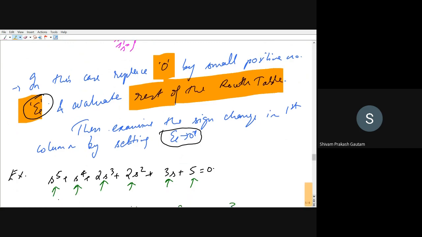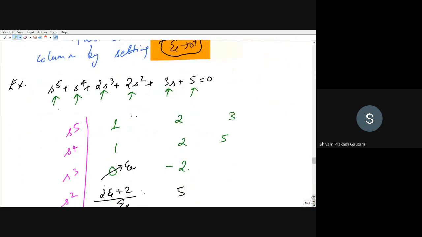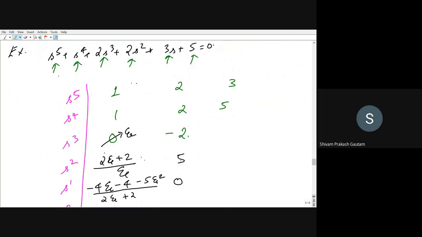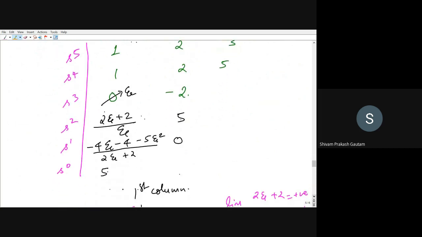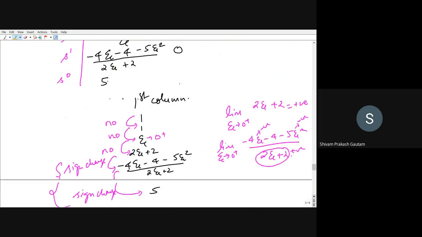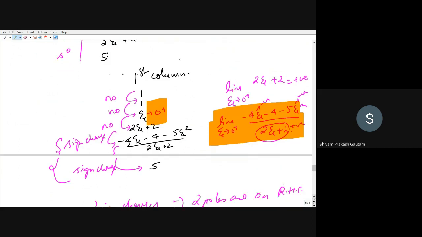Then we can determine whether there are sign changes or not by putting the limit zeta equal to 0 plus. Let us suppose we have this characteristic equation, and here we get a row or term equal to 0. So we have replaced it by zeta and calculated the rest of the terms. Once we have calculated, we can observe the first column and put the limit of zeta equal to 0 plus, as we have done here. In this case you can observe that there is a sign change. How many sign changes are there? You can follow from the previous example as well. There are two sign changes, so the system is unstable. So this is a special case in the Routh table.